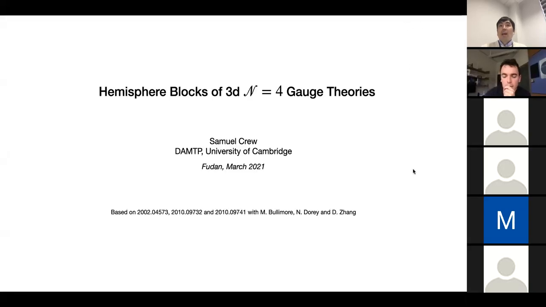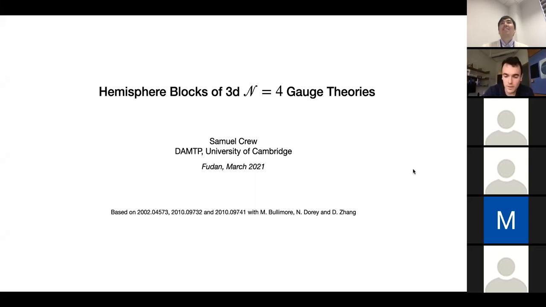Okay, it's great pleasure to have some crew from Cambridge. Thanks for waking up so early in England. So he's going to tell us about the hemisphere blocks in 3D N=4 gauge theory, please.